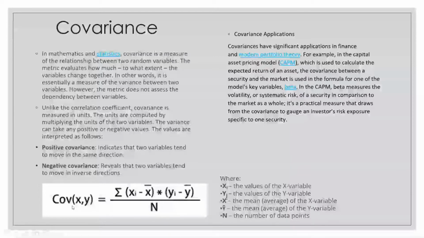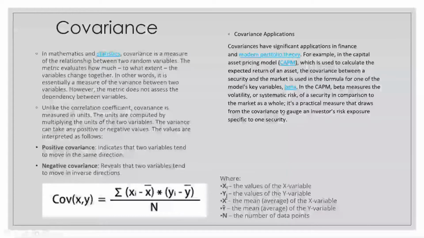This is the formula that we use to calculate covariance for two variables, considering the variables are x and y. Xi is the values of the x variable. X bar is the mean average of the x variable. Same with the y, and n is the total number of data points.